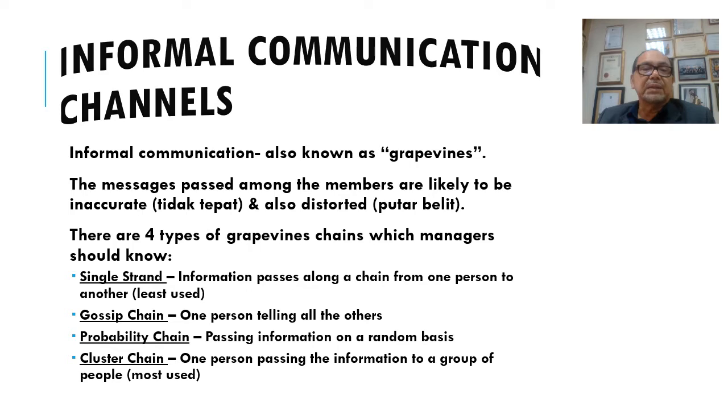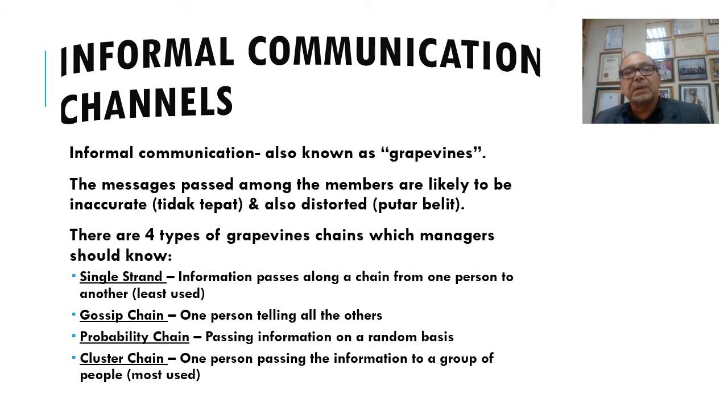Informal communication channels. Here we have another kind of channel of communication, we call it grapevine. Kabar angin, in Malay we say kabar angin. The message passed among the members is likely to be inaccurate. Some we call even slander, fitnah, which can also be part of the grapevine story. Also distorted, they putar belit. The information says one thing, they add on or minus the information. So they call it distorted.